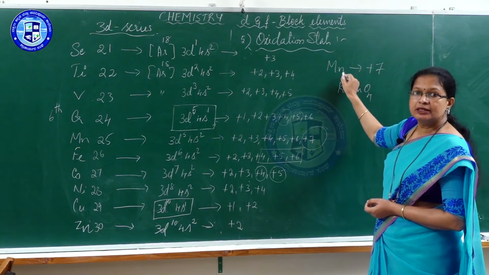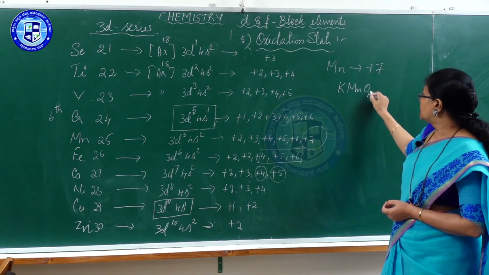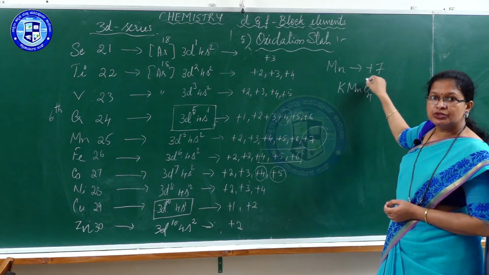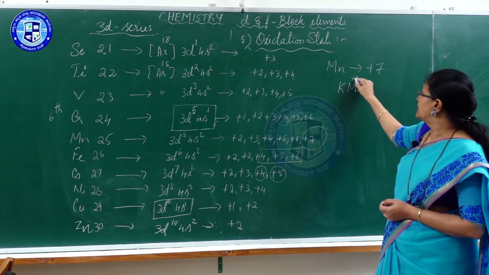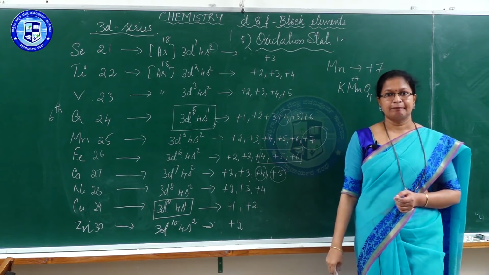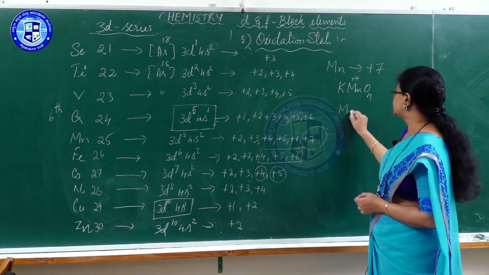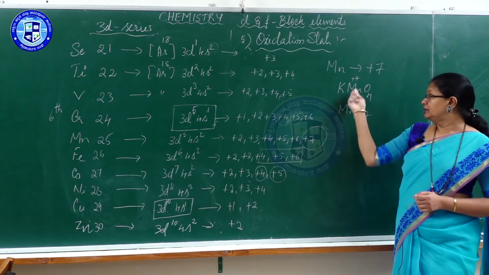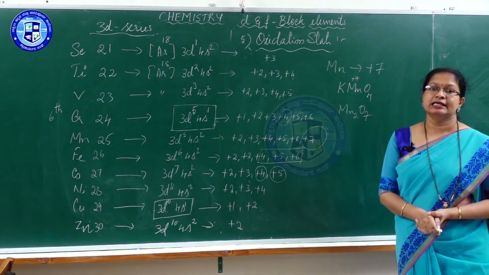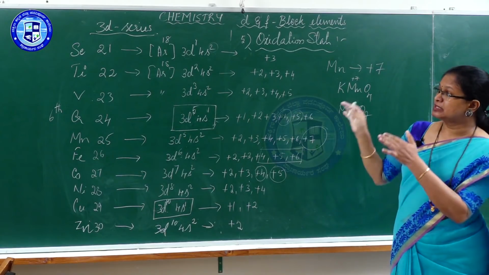You know the way of calculating the oxidation state. Positive one is present on potassium. Oxygen makes 4 into -2. So 1 + X - 8 makes 0. Hence manganese has a +7 oxidation state. Even in manganese heptoxide, Mn2O7. These two are the compounds in which manganese has the highest oxidation state. This is in the 3d series.